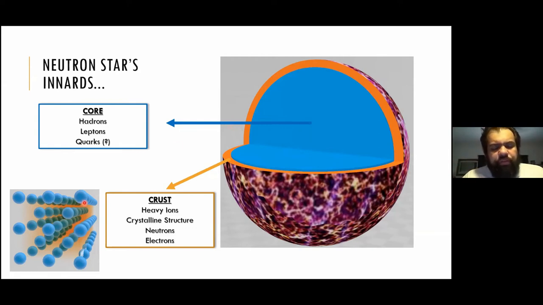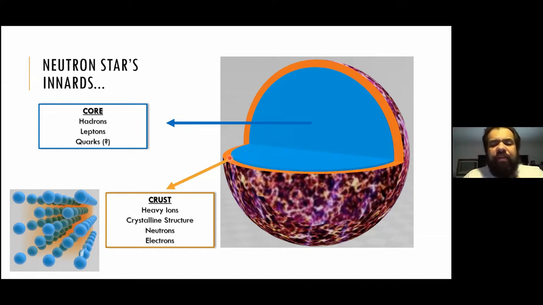In the crust, we do have heavy ions, so we don't have hadrons roaming around. We have a crystalline structure, so basically they organize in a lattice. We have neutrons at very high density in the crust, and I'm not going to go into detail, but if you are above the neutron drip density line, then you can have free neutrons. Of course, we need electrons, but this is fundamental for the investigation of the thermal evolution and the thing we're going to talk about now.